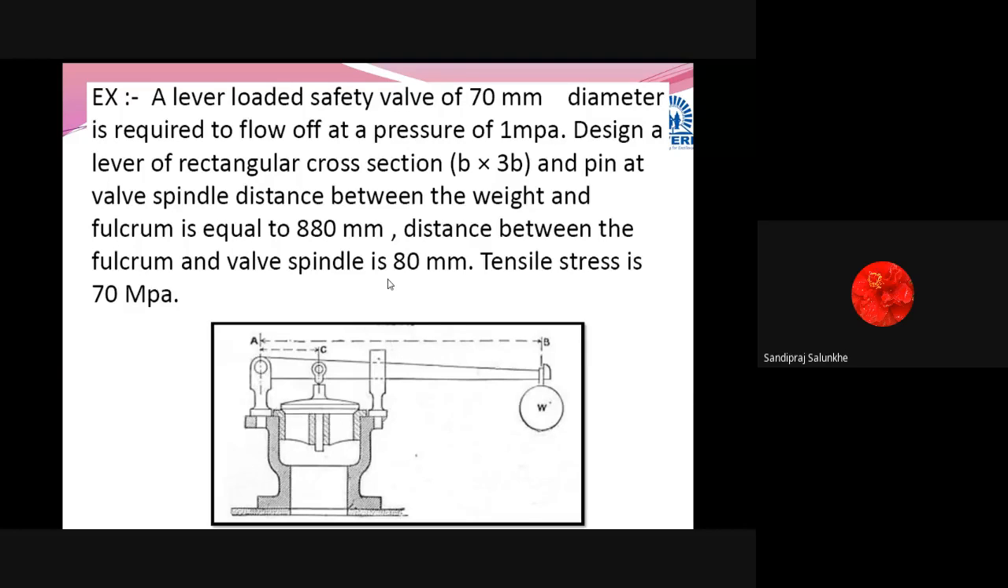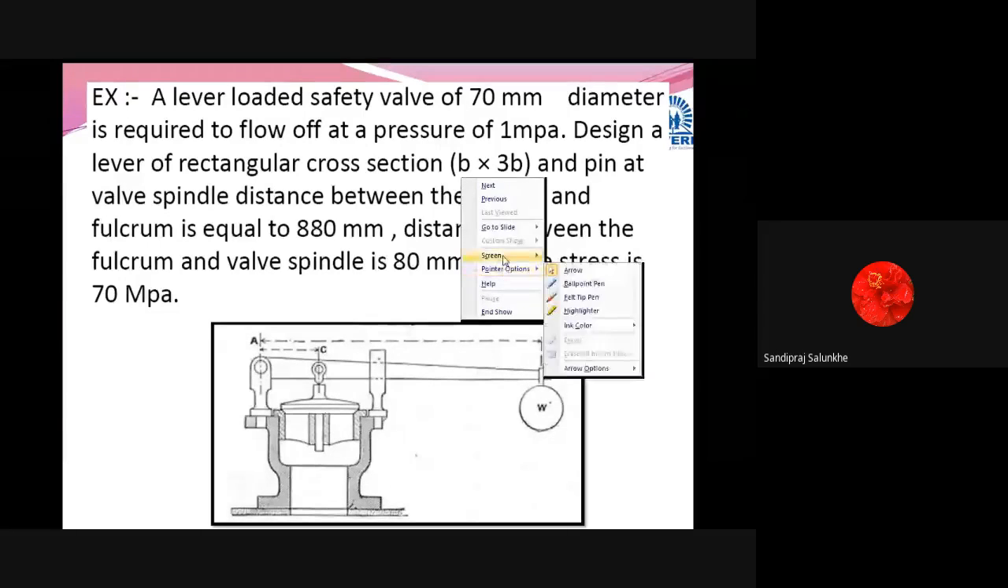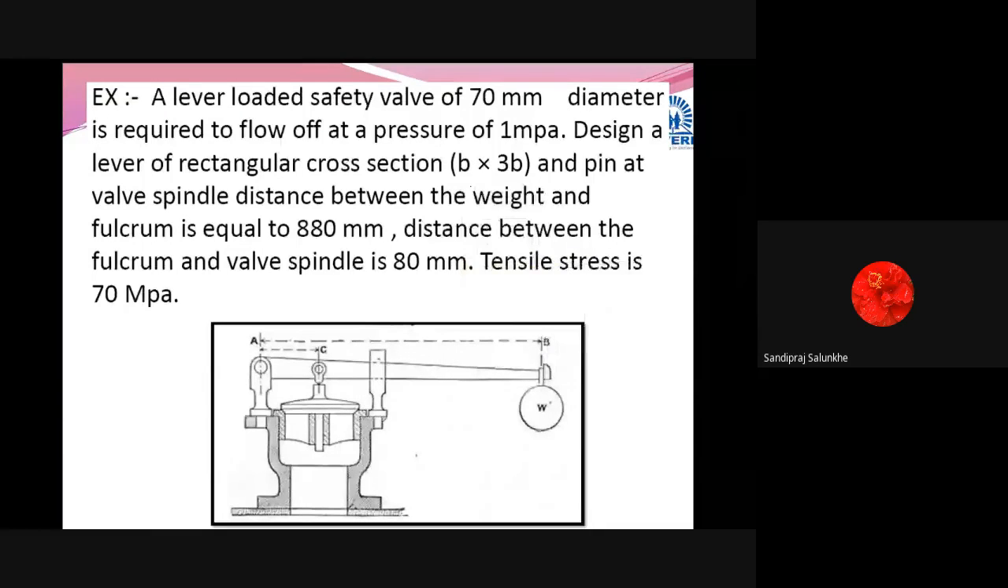Also, the lengths are given from the fulcrum of applied load and applied effort. Okay, and most important thing is that the width of that cross section is also given and thickness of that cross section is also given. The relationship of both is given. That is, rectangular section we have to consider.